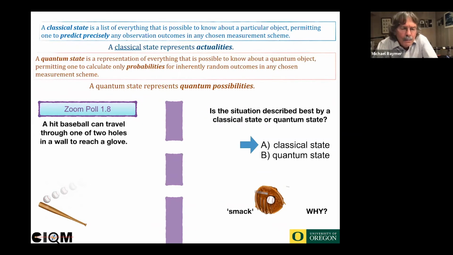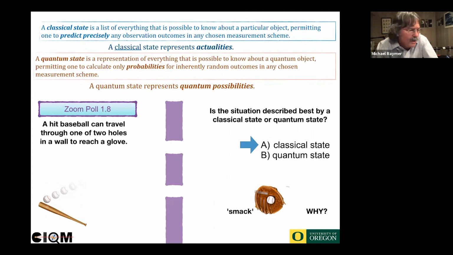Even though there's two possible classical states, what Newton would believe for a baseball is that the ball went through one hole or it went through the other hole. But it certainly didn't go through both holes. So there's a kind of classical uncertainty about what the state was. But whichever the state was, it was a definite actual state. So it's not a quantum state. Something as large as a baseball would never be observed to be described by a quantum state.